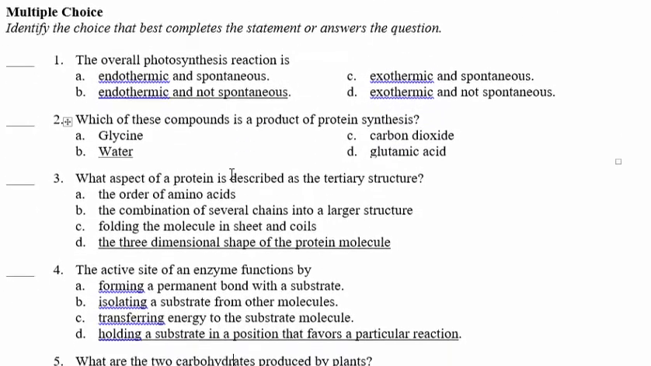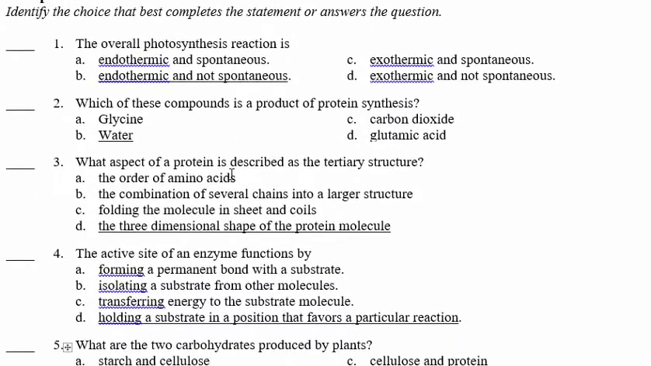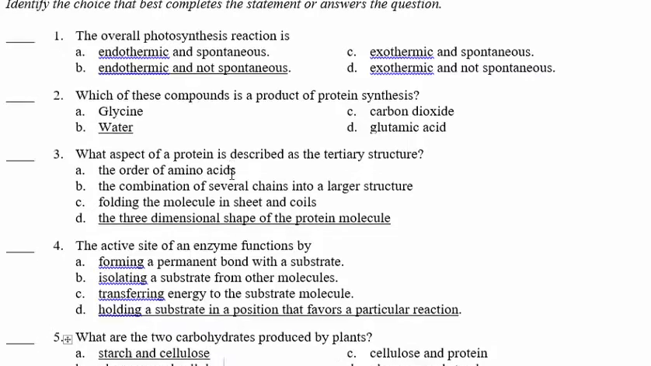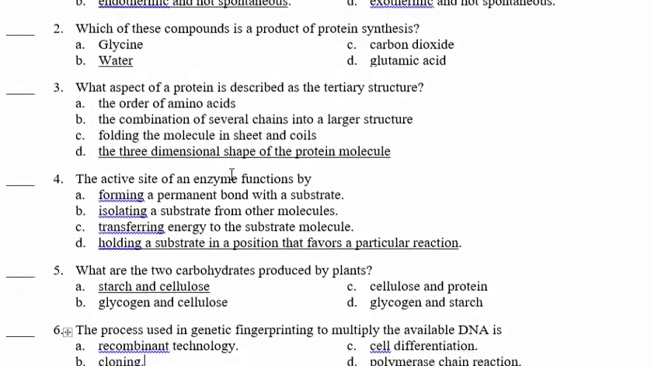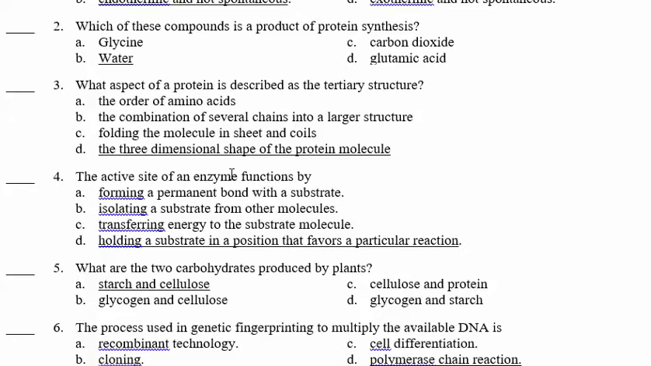Number 2, which of these compounds is a product of protein synthesis? Of course, whenever protein is formed, one of the products is water. What aspect of a protein is described as the tertiary structure? Tertiary means 3, so it's D, the three-dimensional shape of the protein molecule.